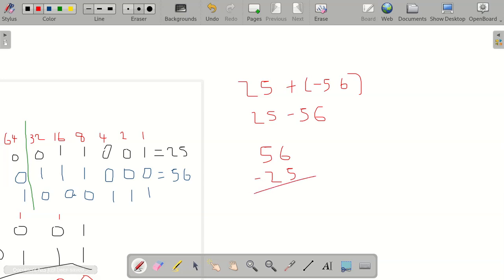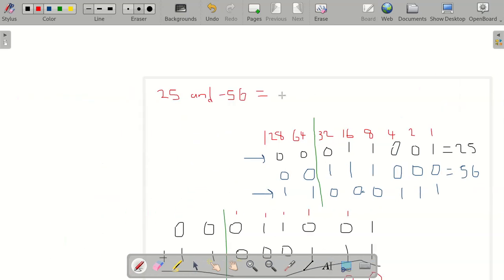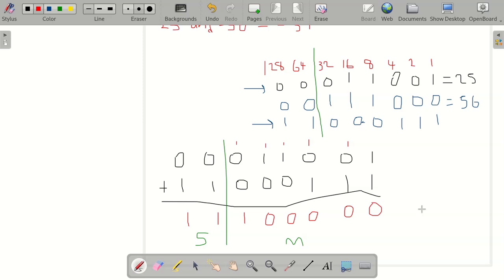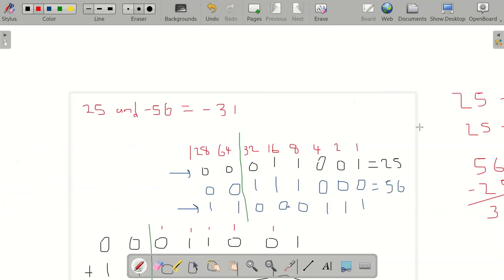Okay, so this is 6 minus 5, which is 1, then 5 minus 2, which is 3. Now the bigger number is 56. So instead of saying 31, we'll say negative 31. So as I said earlier, if you want to really prove what you are doing, what you can try to do is try to convert 31 in binary first so that you understand.